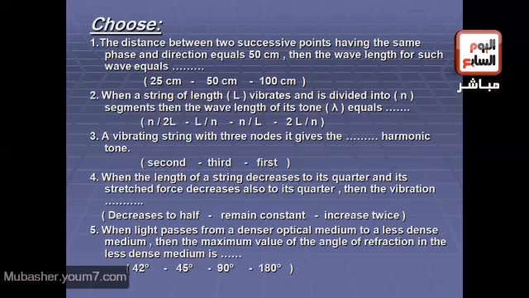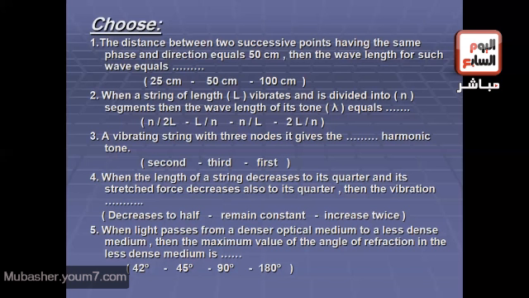So read the question carefully. Remember the relations between physical quantities and start to think in the answer. Number 1. Sentence number 1. The distance between two successive points having the same phase and direction equals 50 centimeters.